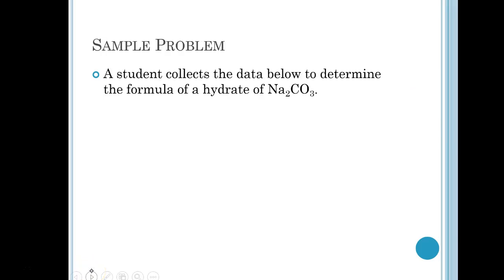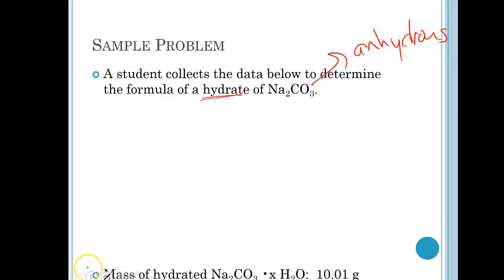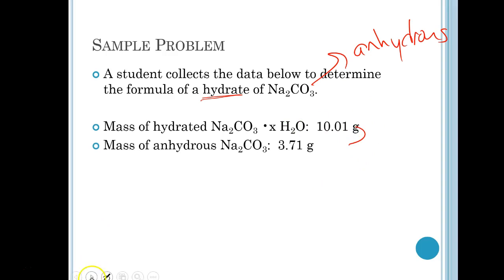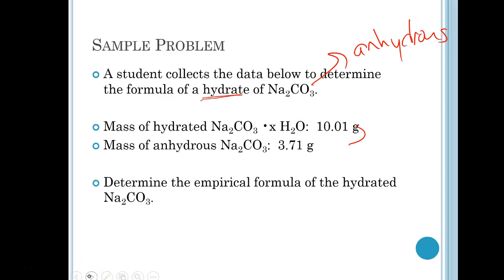So, here's an example. They're trying to figure out the formula of a hydrate of Na2CO3. So this is the anhydrous form. In other words, there's no water in it. Okay? So they weighed it, 10.01 grams. And they boiled off the water. Wow, they boiled off almost 7 grams. That's a lot of water to boil off. Determine the empirical formula. So first thing I'm going to do is say 10.01 grams minus 3.71 grams. That's going to tell me how much water got driven off. And I got 6.3 grams of water.